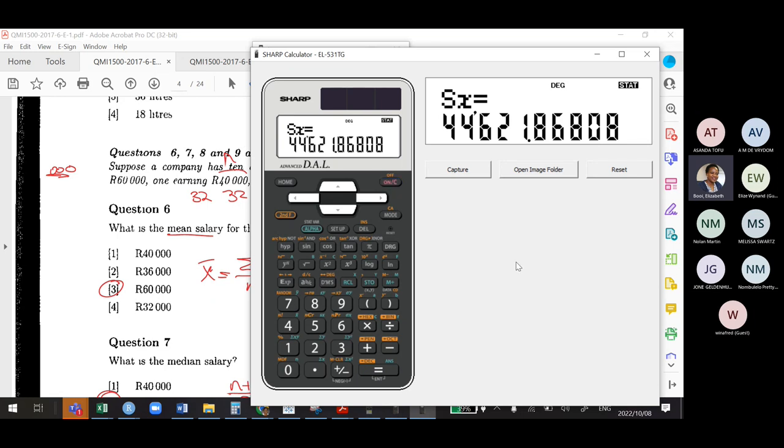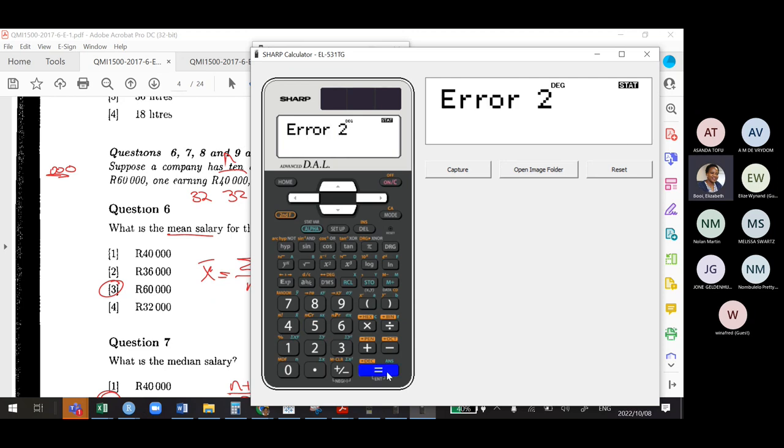So let's say we are done with calculating all this and we want to clear our calculator. Clearing your calculator, easy. Second function, CA, will clear your calculator and you will see if I apply the values, it will give me an error because there are no values stored on my calculator.